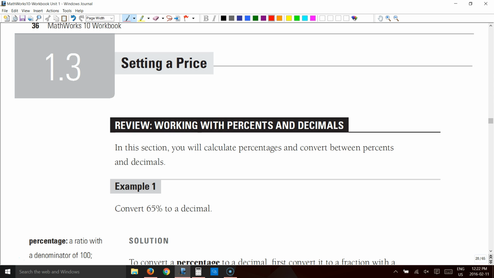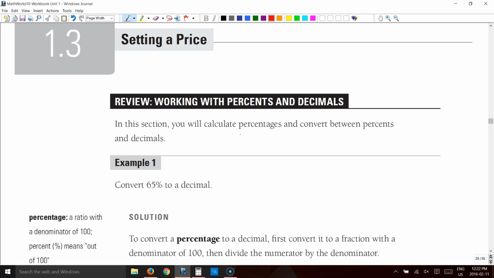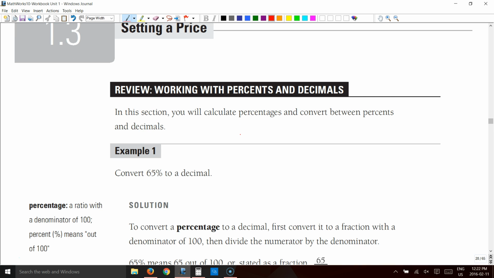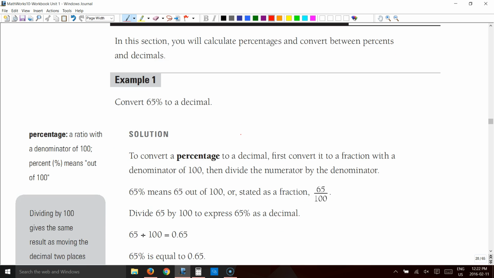In a lot of ways, this is review, but it's such an important part of what you do in an apprenticeship or in workplace situations. So it's covered in this course again. So in this section, you're calculating percentages and converting between percents and decimals. So let's take a look here at example number 1.